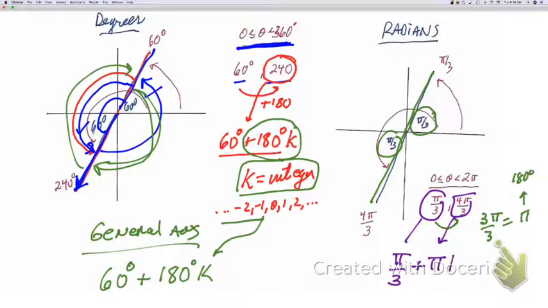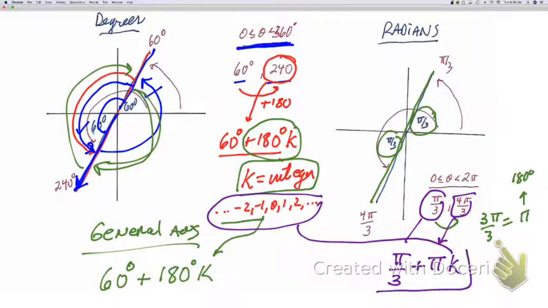But we could add or subtract pi multiple times, so we say pi times k, and again our k is an integer, so it could be positive or negative. If you can't see that down there, that's pi over 3 plus pi times k, again where k is an integer.